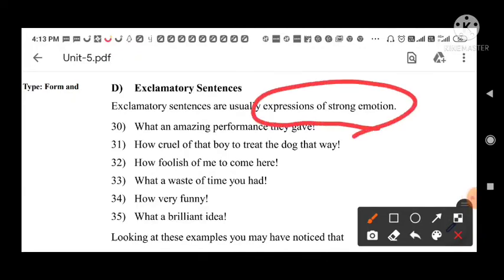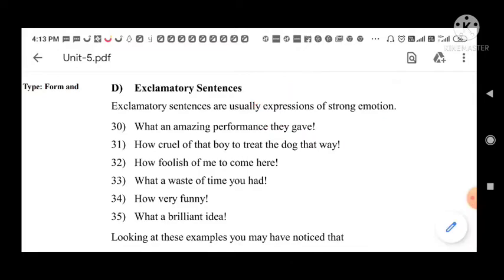So these phrases you should write in your exam. Exclamatory sentences are usually expressions of strong emotion. So how do we use these emotions? Let's see some examples. Okay, some examples we will see of how these exclamatory sentences are used.